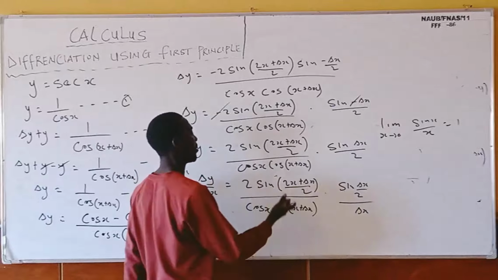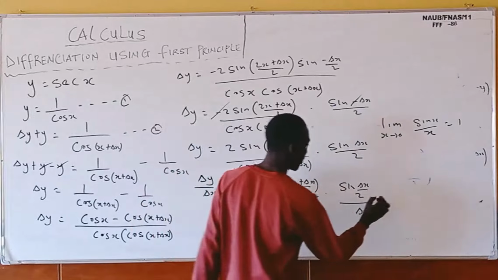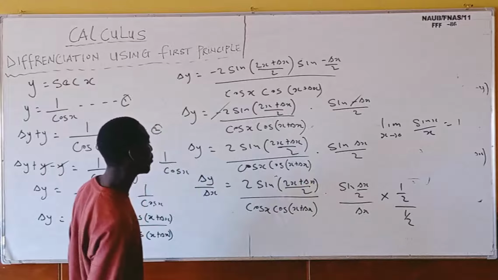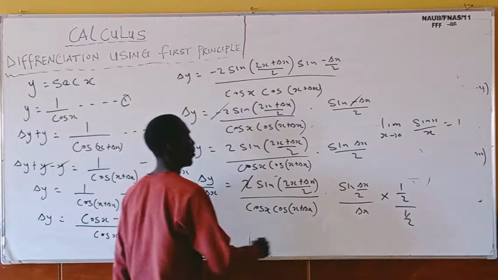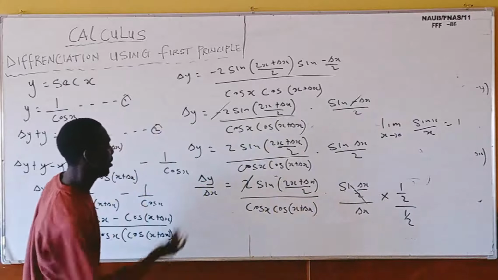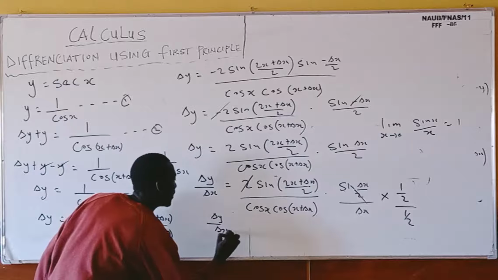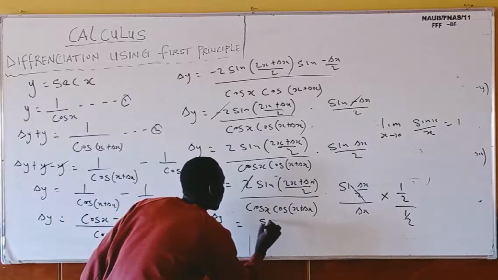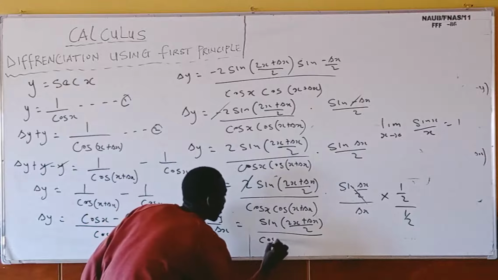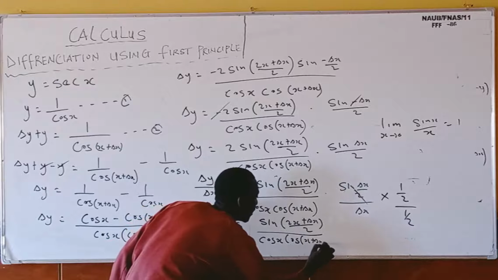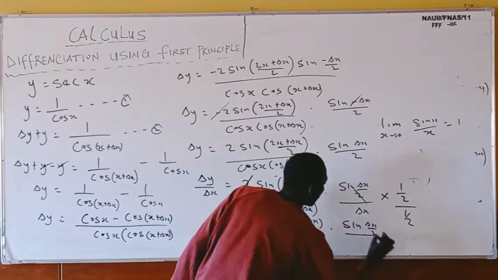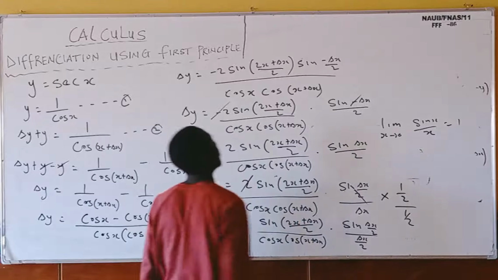What I'll just do is multiply the numerator and denominator by half. So I'll just say multiply by half all over half. So you will see that these two will cancel. Any of these two you can cancel down on this. So then I'll be left with change in y all over change in s equal to sine of (2s plus change in s) all over 2, all over cos s plus change in s, multiplied by sine of change in s all over 2, all over change in s all over 2.